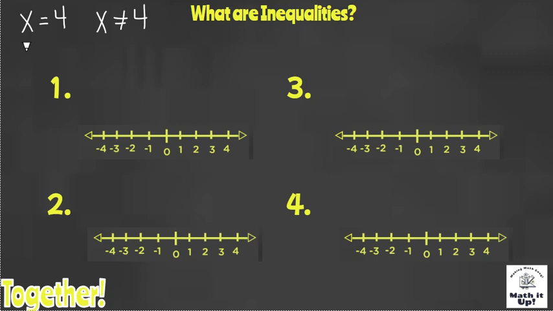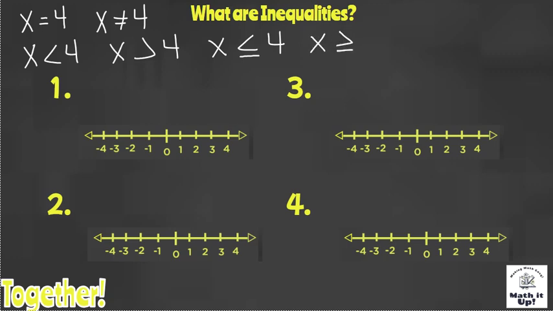So we have x can be less than 4, x can be everything that's greater than 4, or x can be less than 4, but also equal to 4. See that little equal sign right there? And x can also be greater than or equal to 4. So these are different ways that we can look at numbers on a number line. And let's look at how these end up graphing.